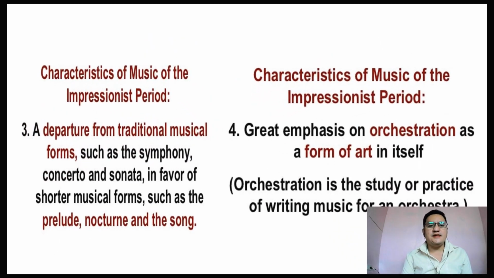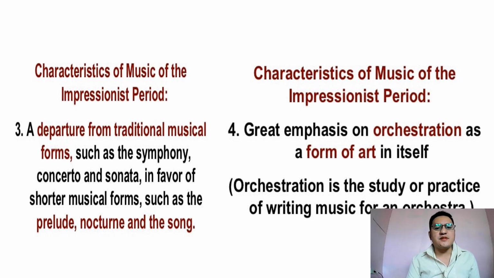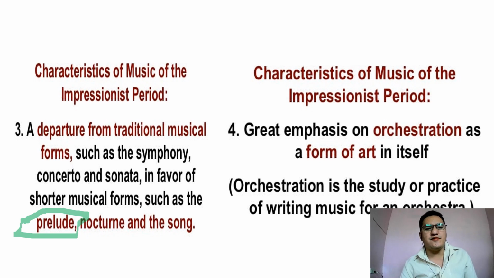Okay? Next, another characteristic, a departure from traditional music such as symphony, concerto, and sonata in favor of the shorter musical forms such as the prelude, nocturne, and the song. When we say prelude, it is a concert piece for piano. Okay? And then, what did we mention earlier? The prelude. Take note of this word, the prelude. Okay? It is a piece for piano. And then, we also have here the orchestration. Okay? What do we mean by orchestration? As a form of art in itself, it is the study or practice of writing music for an orchestra. Okay?